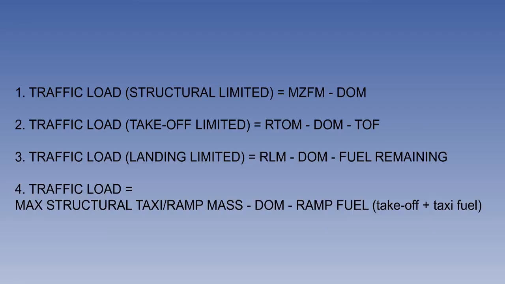Before we can determine the underload, we have to first calculate the limiting allowable traffic load. 4 formulas are used, and the lowest of the 4 solutions of structural, takeoff, landing traffic load and taxi ramp mass will be the allowable limit. The 4 formulas on screen must be learnt and recalled when required. Note the 4th will only be limiting if the taxi fuel is greater than the difference between the maximum structural ramp mass and the maximum structural takeoff mass.